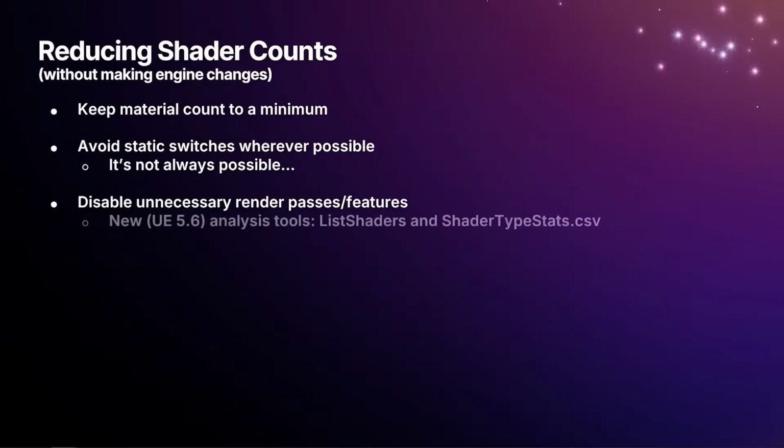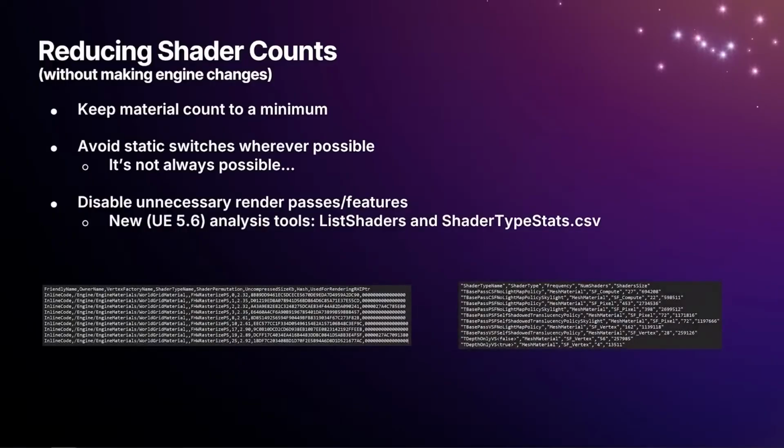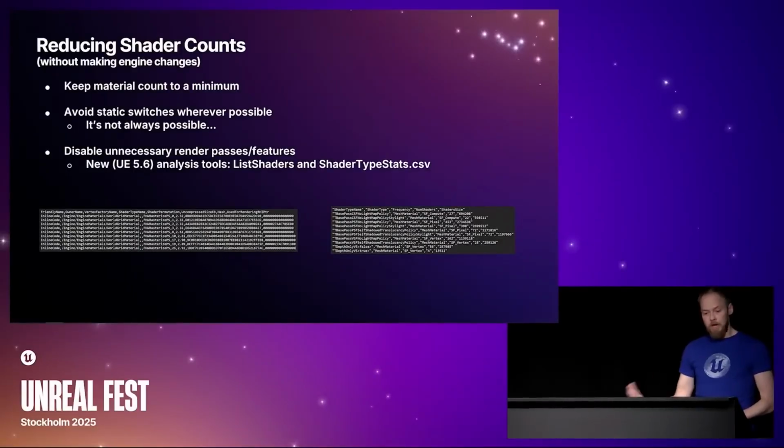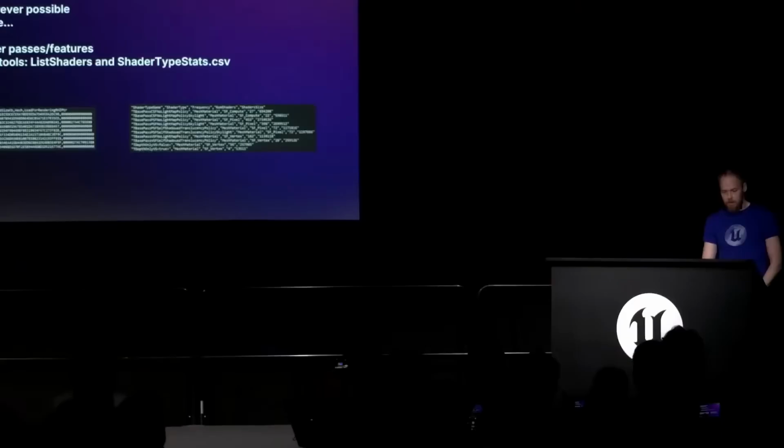We do have a couple of new features in 5.6 that can help you analyze this stuff. First is a runtime command called list shaders. You can see the output of that on the left here. Basically it just tells you all the shaders that have been loaded and created at runtime. And on the right is a cook artifact, the shader type stats, which is another CSV, which basically tells you all the shaders that were compiled during the cook and packaged into the shader library. So any discrepancies between these two lists can basically be leads into features that you might be able to disable or usage flags you might be able to turn off.